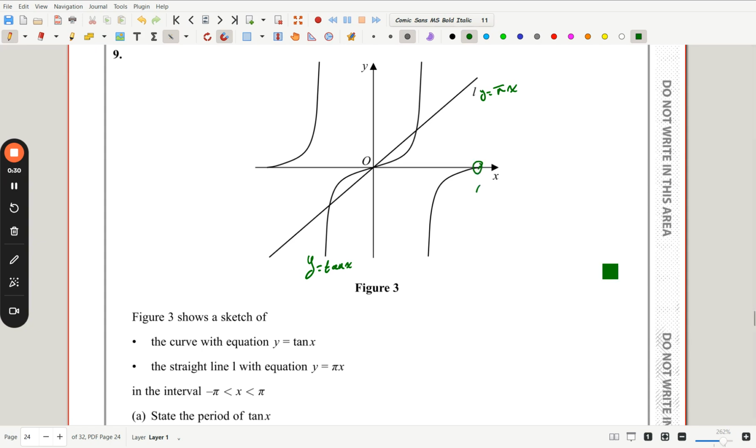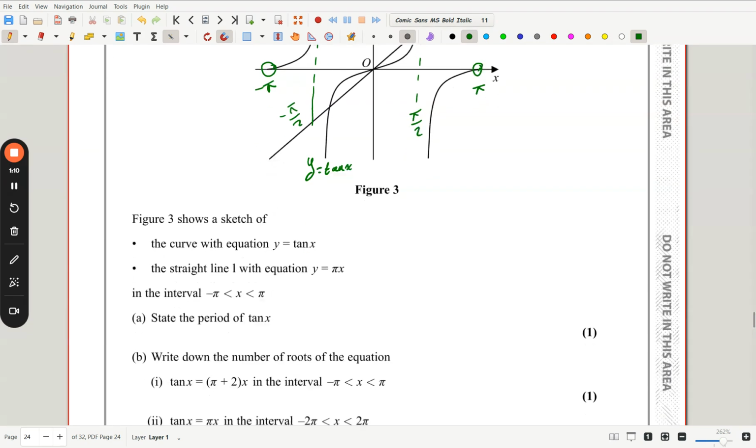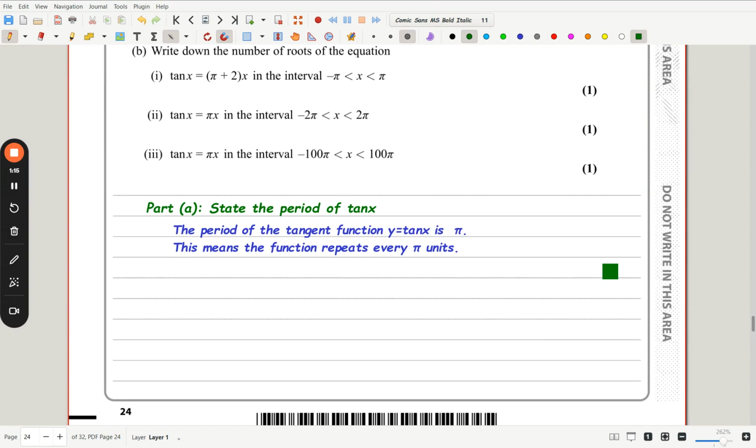So here we have pi and minus pi, and we know that the tangent function y equals tan x completes one full cycle between each set of vertical asymptotes. The first set here is at pi over 2 and minus pi over 2. So tan x completes one full cycle between each set of vertical asymptotes that are pi units apart. This means the function repeats its values and pattern every pi units. So for part A, the period of tan x is pi.